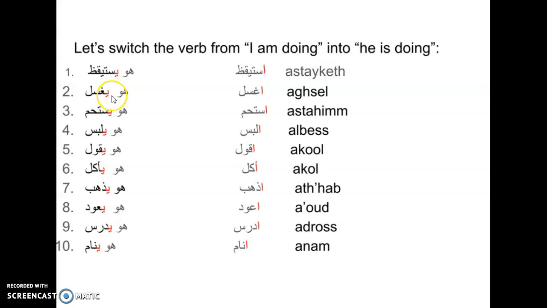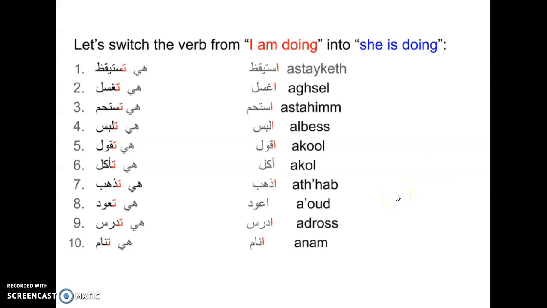Okay, يستيقظ, يغسل, يستحم, يلبس, يقول, يأكل, يذهب, يعود, يدرس, وينام. By then, you already know all these verbs, what they are, and you know the rest of the sentence, okay? يستيقظ في الصباح. He wakes up in the morning. All right? So let's move now to the next slide and see what we have.